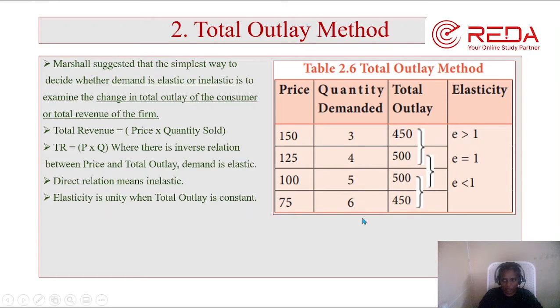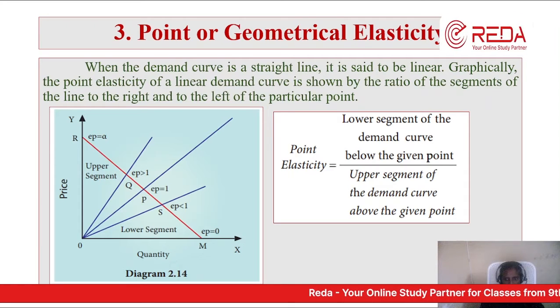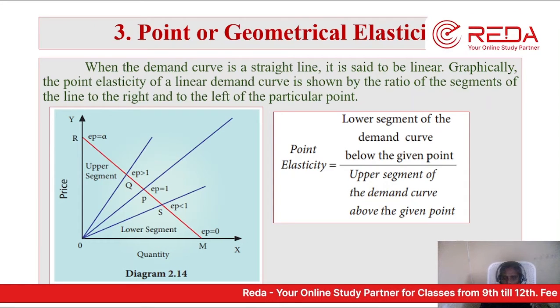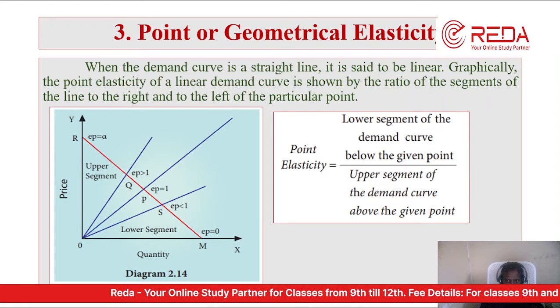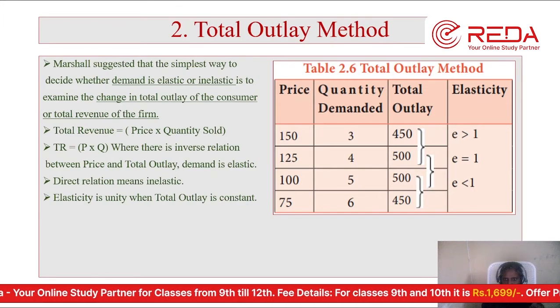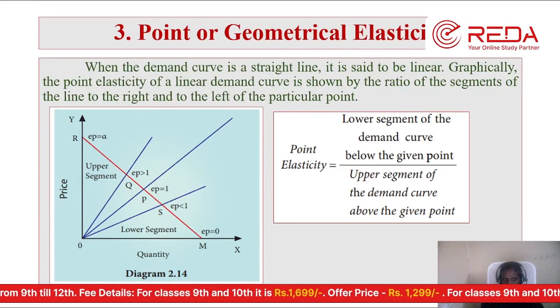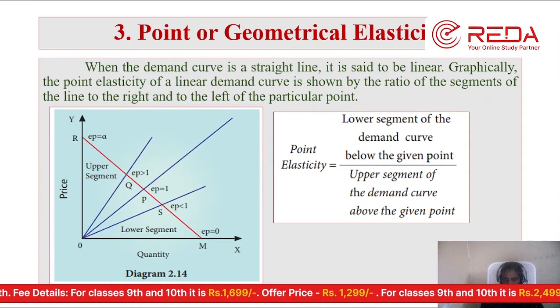Next we are going to see one more method, the point or geometrical elasticity. This is also very easy. If you connect this with the total outlay method, whatever points we have given in the tabular column in the previous table, we are depicting this tabular data in a graph. That is the main difference, but the data will be the same.